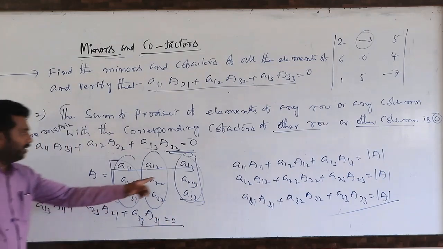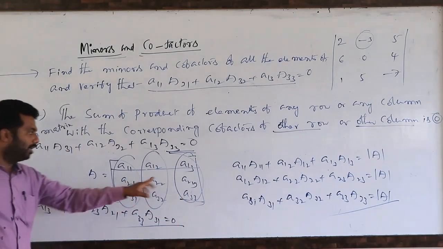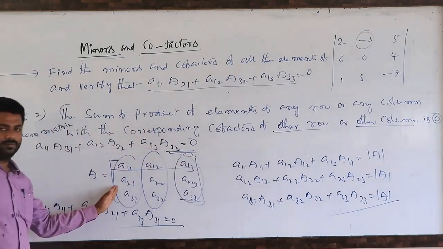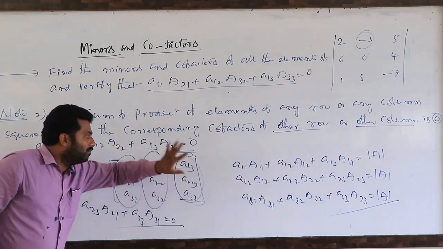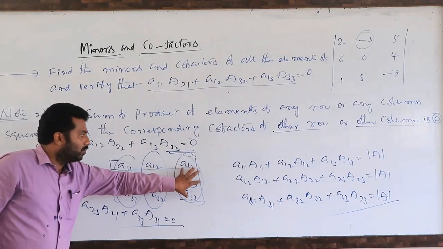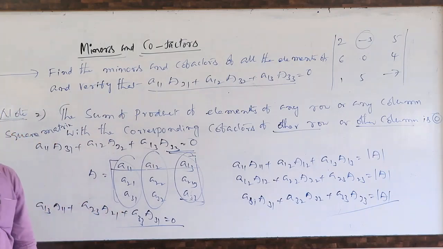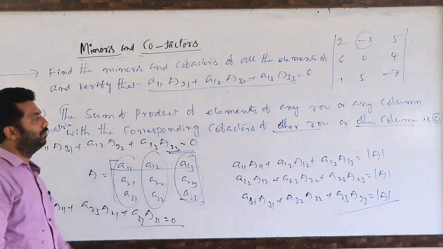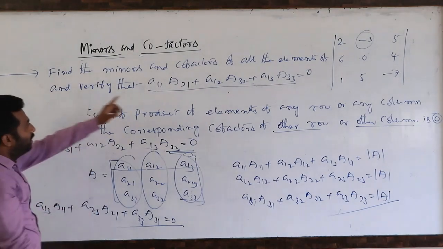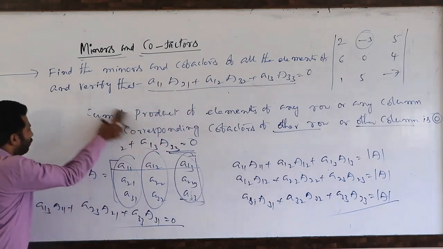The elements of the third column with the corresponding cofactors of the first column: suppose same column, same cofactors, you get the determinant. Elements of one column with cofactors of another column is always 0. So these are the 2 points you have to remember, the most important results. Based on that result only we can say this is 0. So that point you have to write.